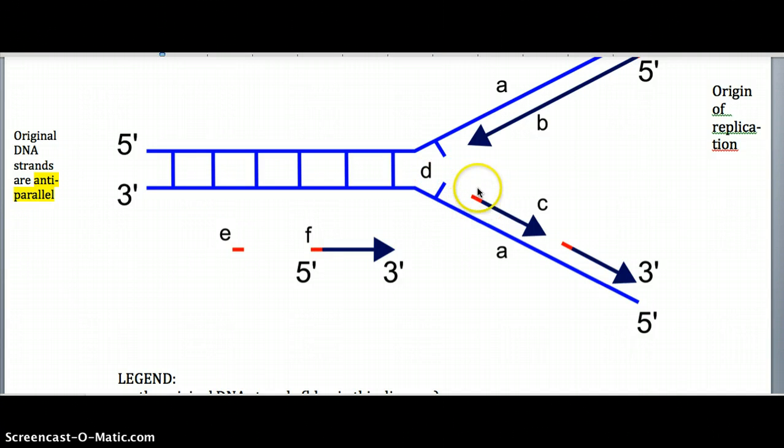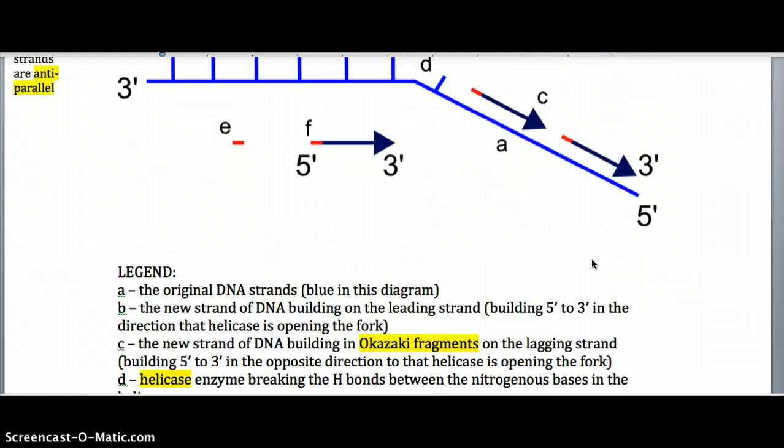So once it's replaced, we send in DNA ligase, and DNA ligase is going to glue all these pieces together so we get a continuous strand. So these little Okazaki fragments are only temporary. They're going to be fixed and set to rights. So a couple of other things.